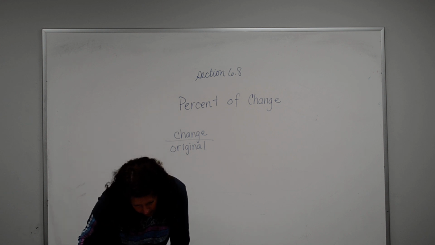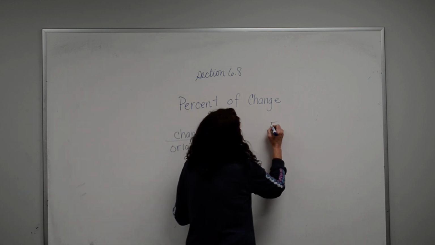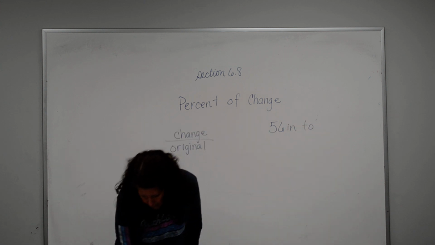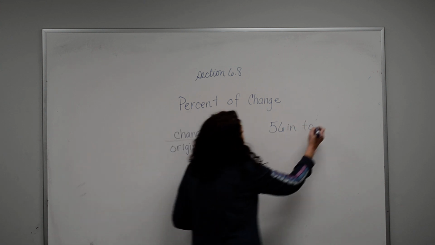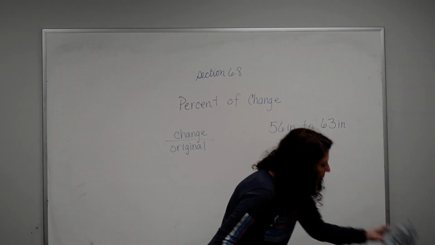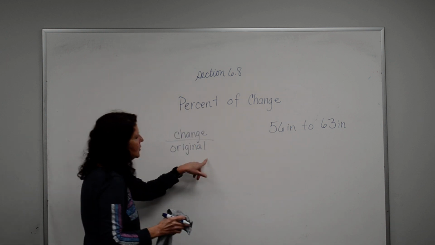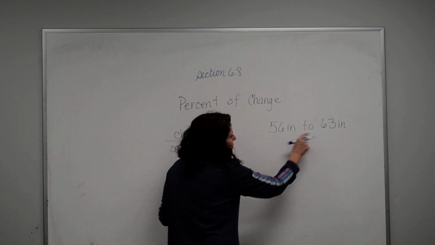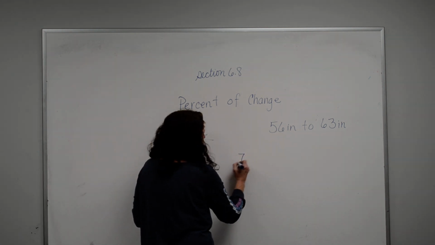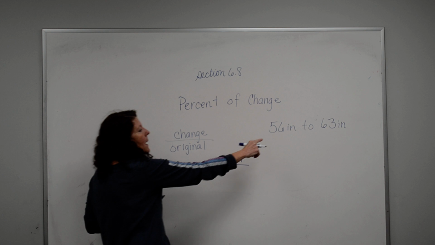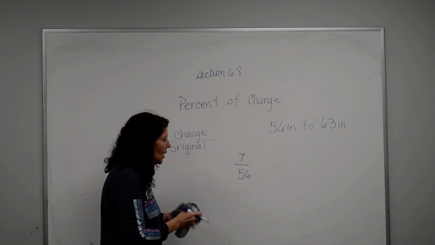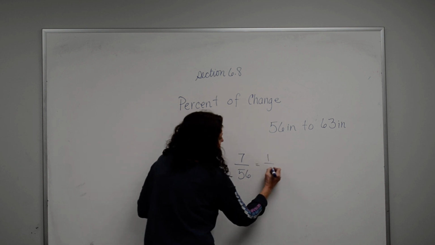So let's say you were going from 56 inches to 63 inches, and maybe this is just a height change. If I follow my procedure, change over the original, I'm going to subtract 63 minus 56, and that's going to give me a 7. So that's going to be the change. My original is the 56. That's what I started as. So I'm going to reduce this down, so I've got 1/8.